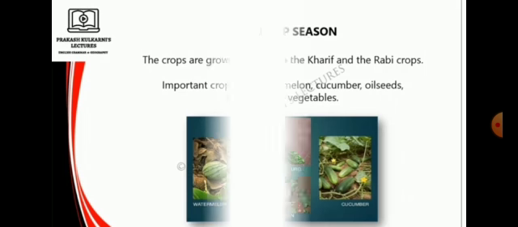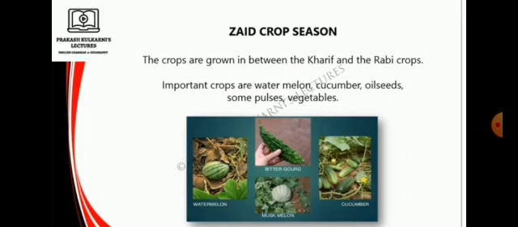Next, the Zaid crop season. The crops are grown in between the Kharif and the Rabi crops. Important crops are watermelon, cucumber, oilseeds, some pulses and vegetables. This is the Zaid crop season.